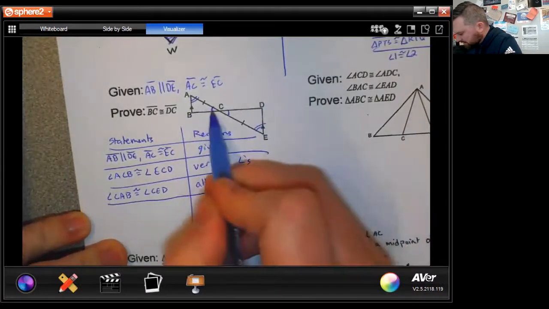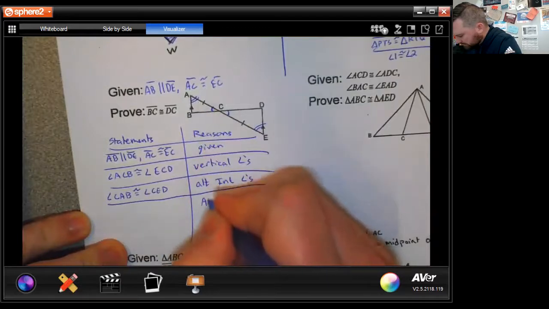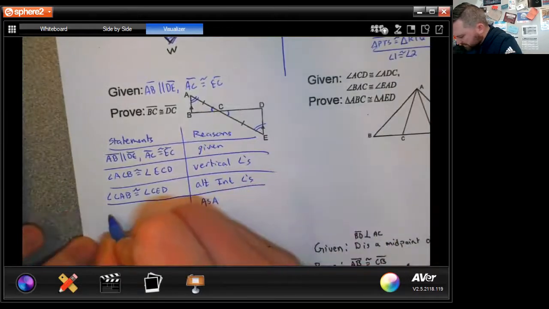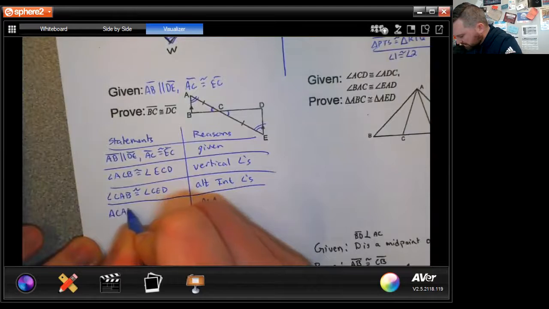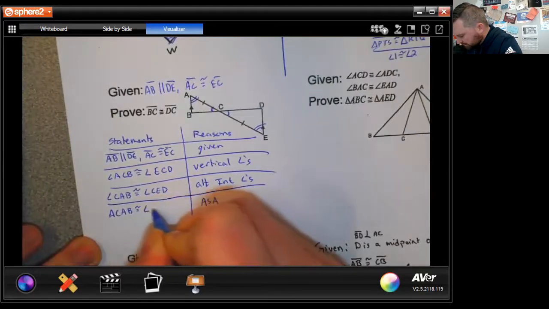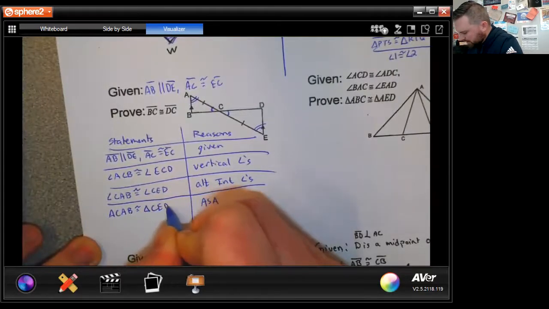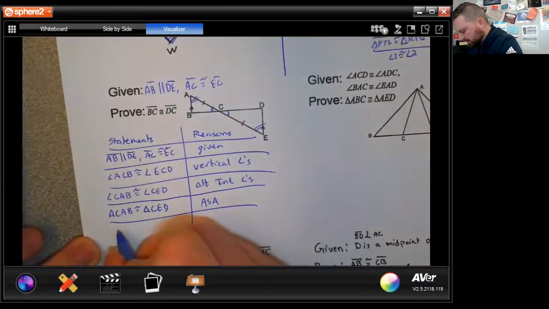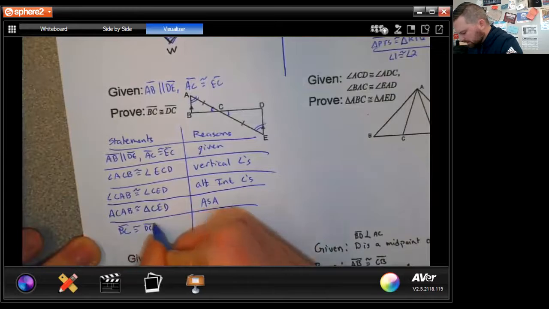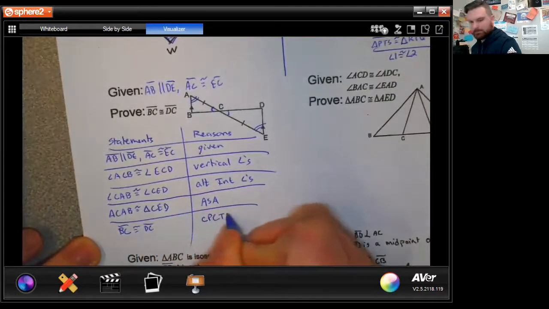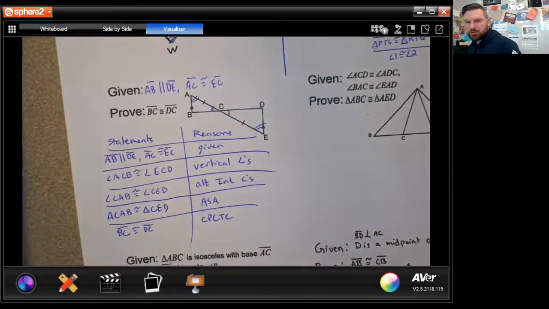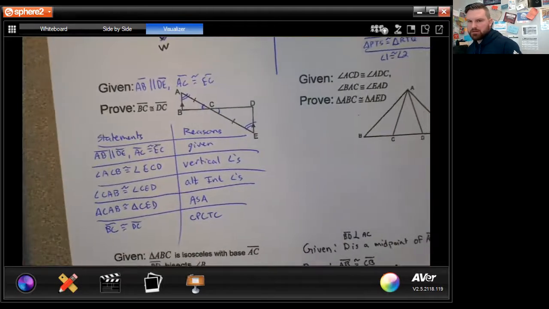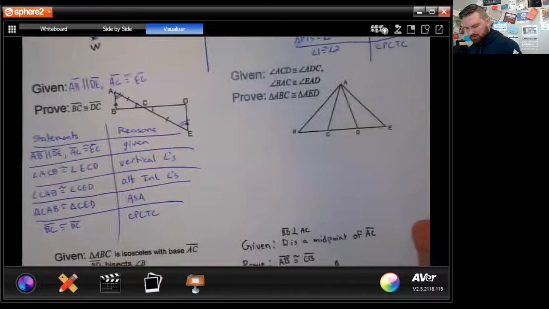So here you have an angle side angle. So their triangles are congruent, triangle CAB congruent to triangle CED. But I want two parts. So now since the triangles are congruent, I can talk about the parts being congruent, DC by CPCTC. And we're done. So there's only a few steps on each one of these that may be a little difficult, and they'll get longer as we go through.